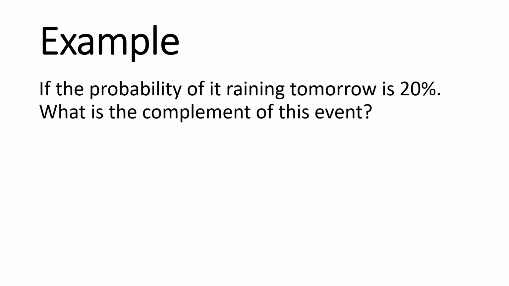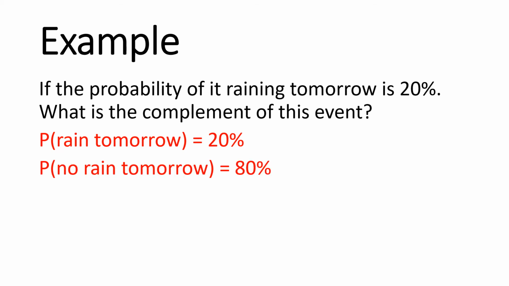Let's have a look at another example. If the probability of it raining tomorrow is 20%, what is the complement of this event? So we're looking at the event raining tomorrow, so the complement is not raining tomorrow. The probability of it raining tomorrow equals 20%. The probability of no rain tomorrow, or it not raining tomorrow, is 80% because 80% plus 20% equals 100%.